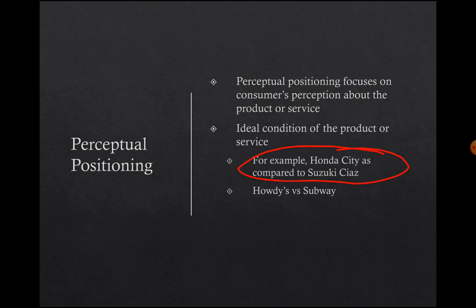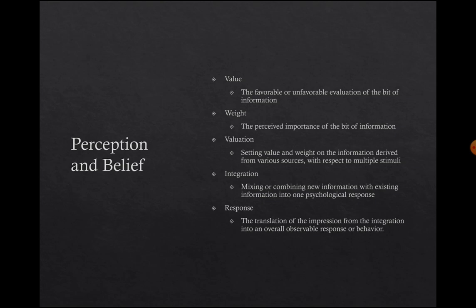Okay, let's move onwards. In order to create a perception, a positioning, what we usually do is create a positioning map. Now, a positioning map is usually between certain properties. For example, you take two different properties of a certain product, or two different factors about the product, and then you compare between both, right?